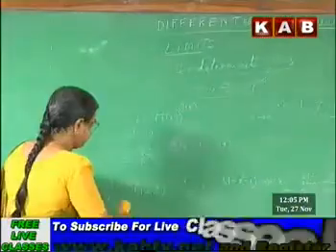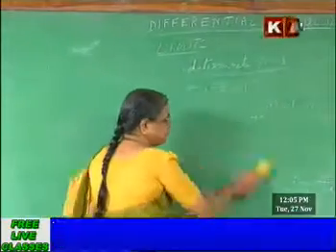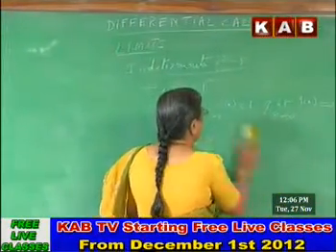So when the limit is in the form of 1 to the power of infinity, directly this is the method of finding the limit. Okay. This is one indeterminate form. One more.